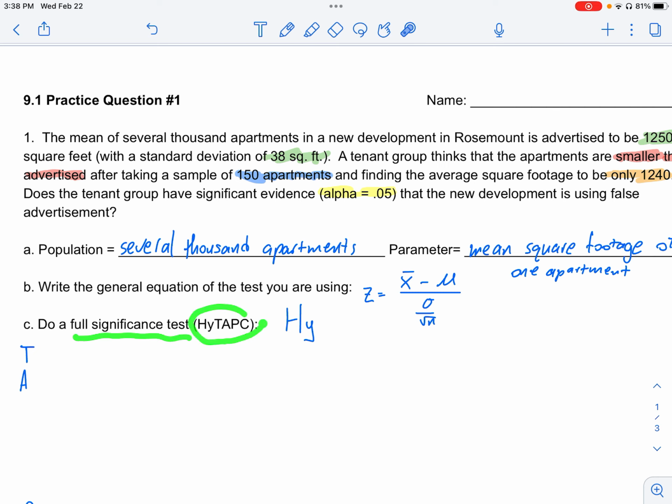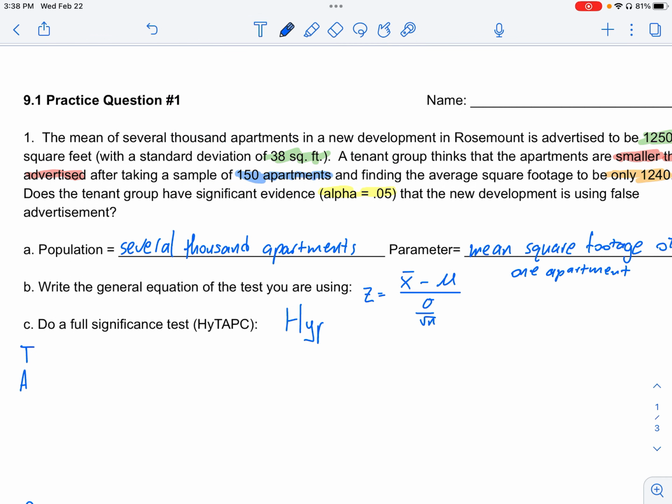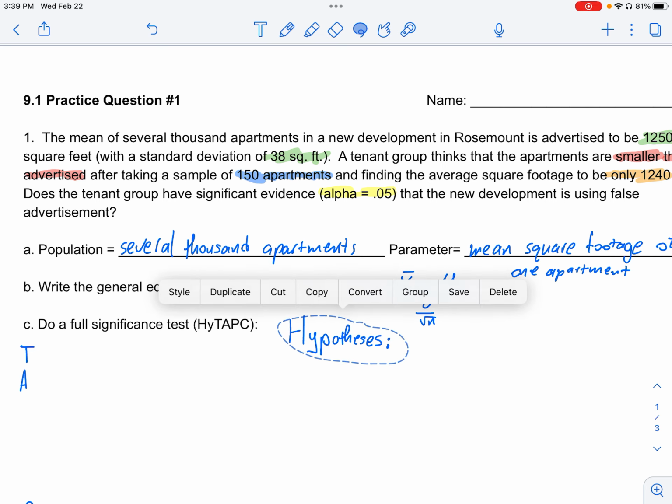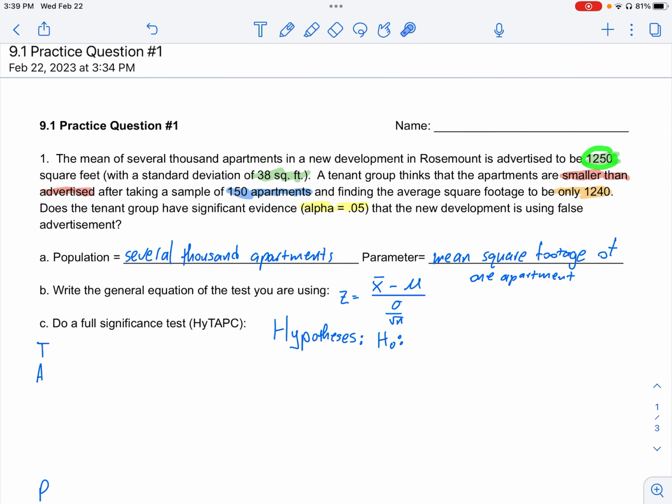Now we're going to do what's called a full significance test. This is my little acronym to help you remember the steps: HI-TAPSY. HY is the beginning of hypotheses. What is the null hypothesis, and what is the alternative hypothesis? The null, shown as H subscript 0, is what they're claiming up here in green, that the mu of all the apartments is 1250.